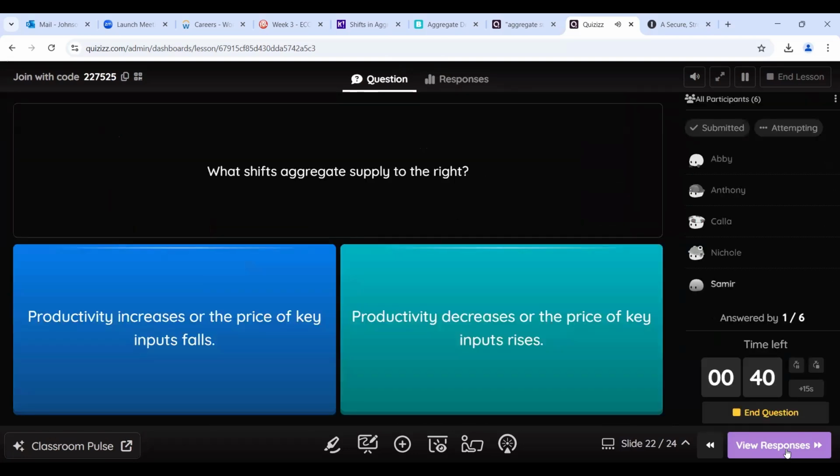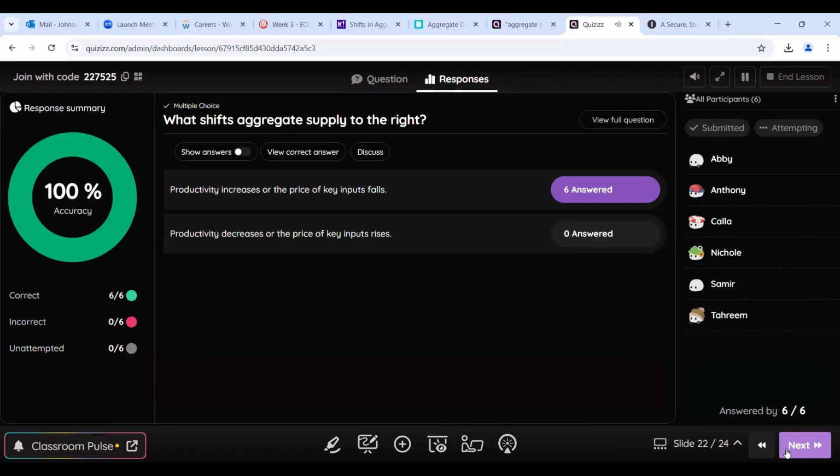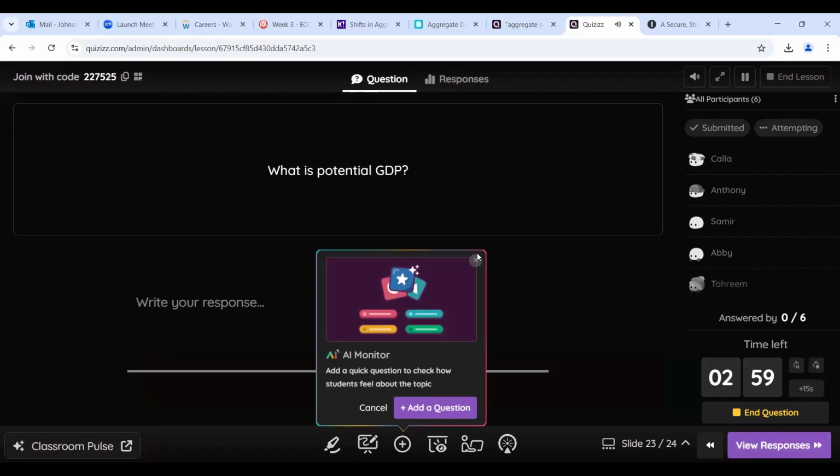What shifts aggregate supply to the right? Productivity increases or key inputs price falls. Yes. Because if the price of key inputs falls, they can produce more now for the same costs. And if productivity increases, they can produce more because the technology is better. They can produce more and have better efficiency. So what is potential GDP?